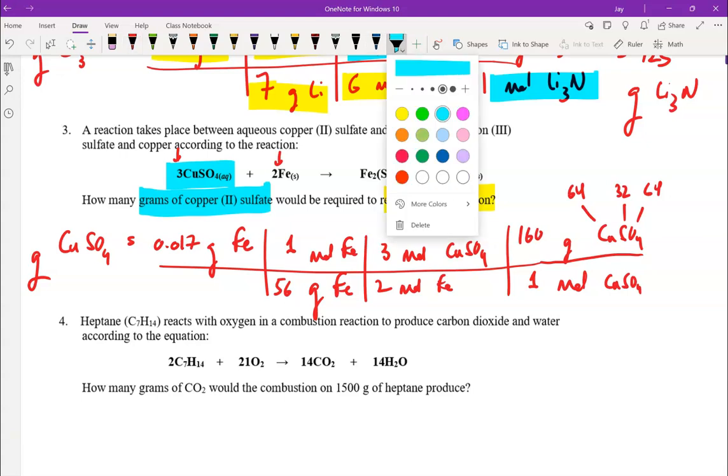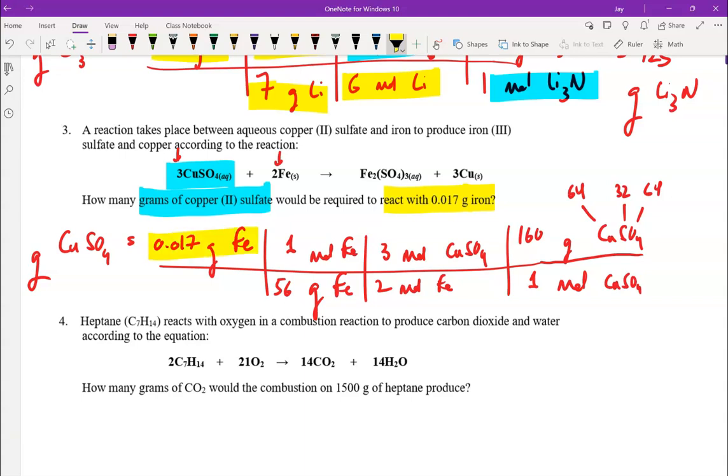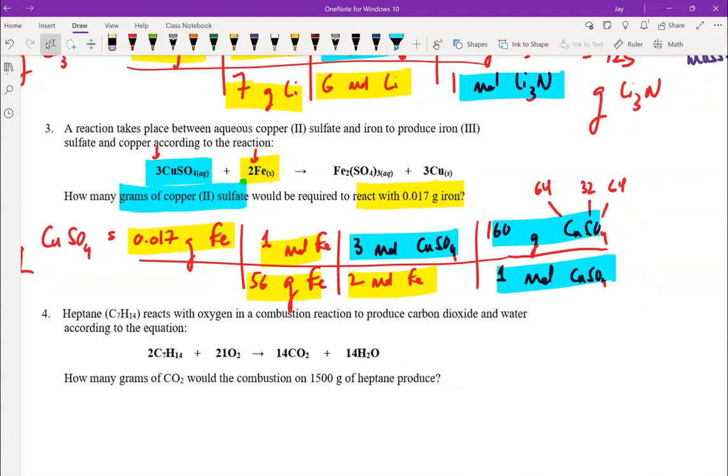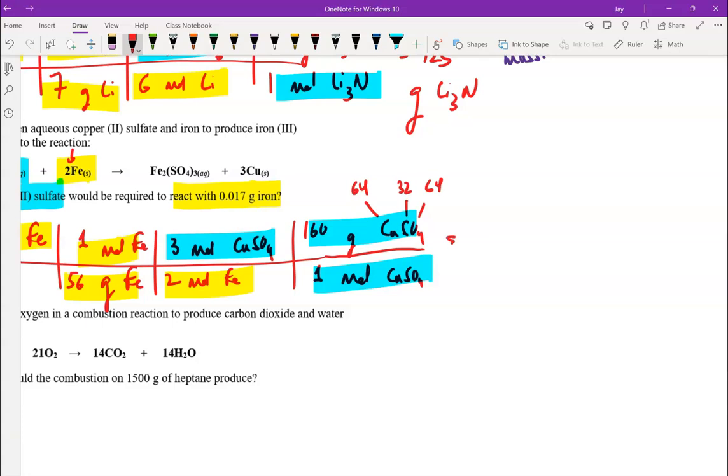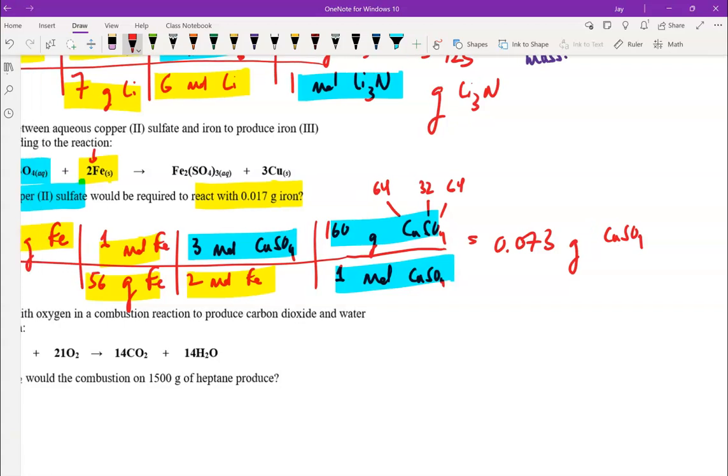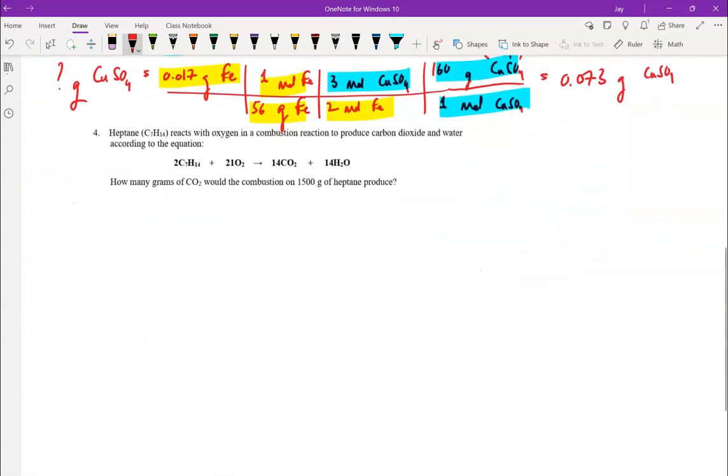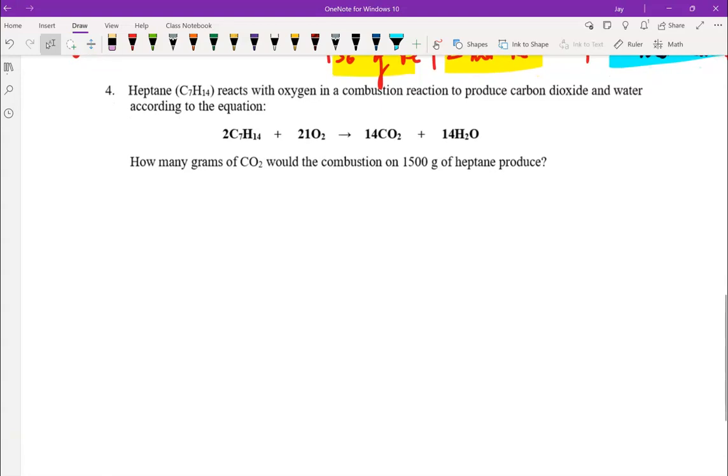So what I'm going to do is I'm going to say, all right, we know this is our known. We're going to go from mass of our known to moles of our known, from moles of our known to moles of our unknown, and from moles of our unknown to mass. So we'll say 0.017 times 1 divided by 56 times 3 divided by 2 times 160. This is 0.073 grams of copper 2 sulfate. Okay, that took us 6.5 minutes, so we're already on the last one. We're flying. Here we go.